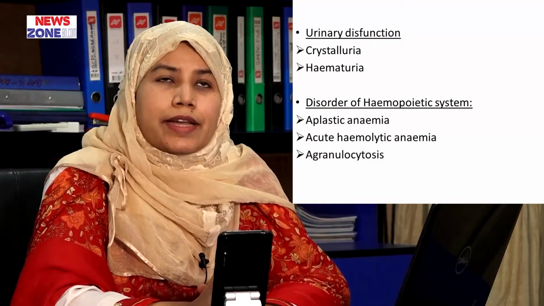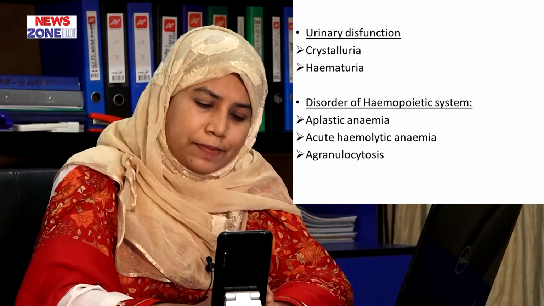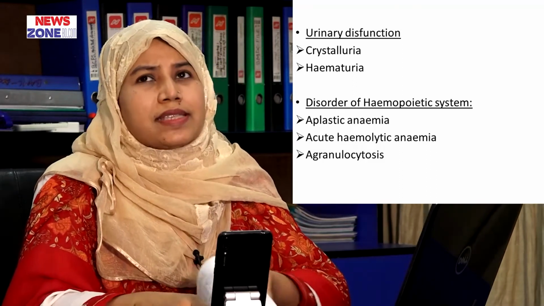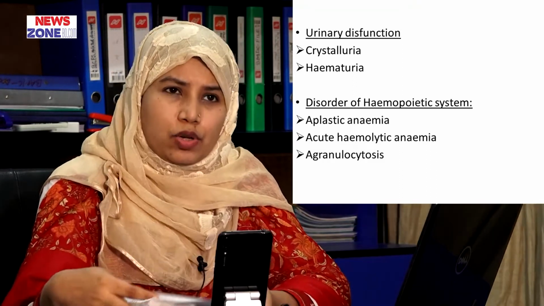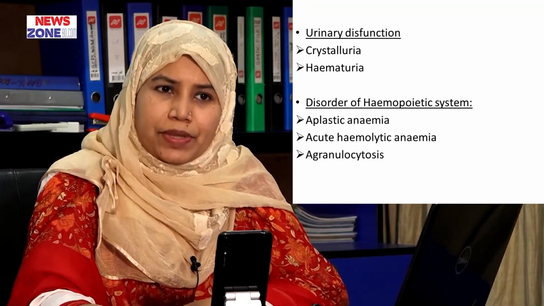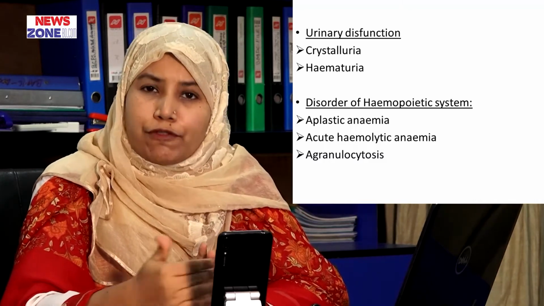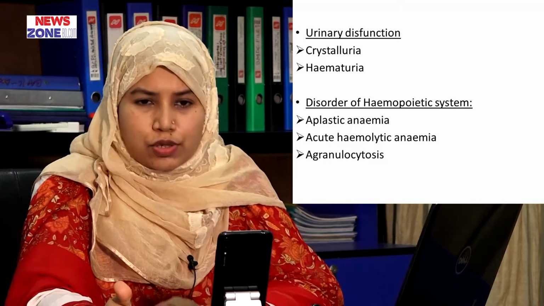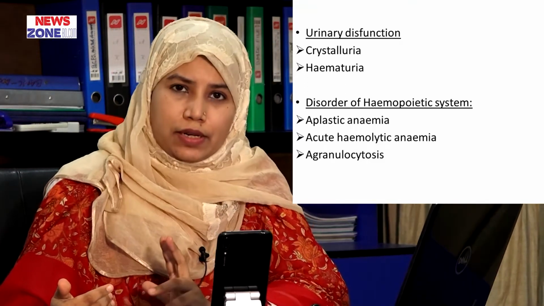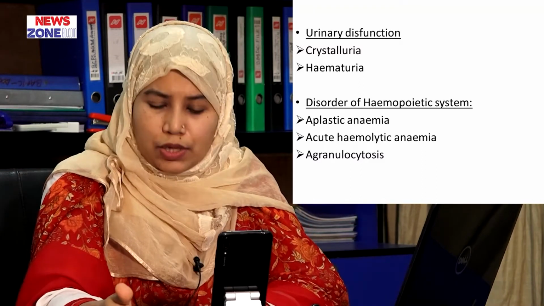What are they? Number 1, that is crystalluria and also hematuria. The signs and symptoms of crystalluria and hematuria are severe pain, colicky type of pain in the abdomen and also spasmodic pain. Then what is the treatment? You should advise the patient to take plenty of water, and also as a doctor you can alter the pH of the urine, like by giving sodium bicarbonate you can alkalinize the pH of the urine.